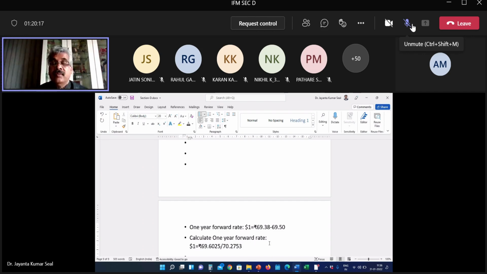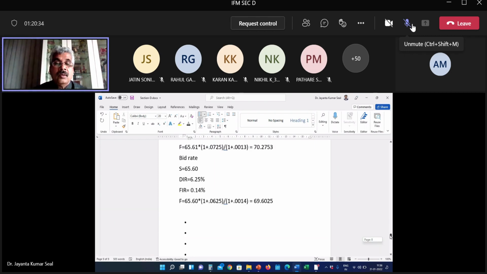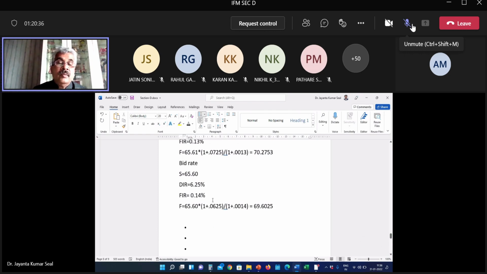And always remember, these are for 1 year. If it is for a lesser period, say for example 3 months, the interest rate will be multiplied by 3 by 12, or simply divided by 4. So for this forward rate, if it is 3 months, 0.0625 will be divided by 4, 0.0014 will be divided by 4, and that's all.